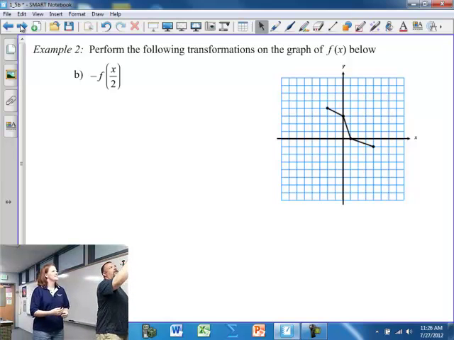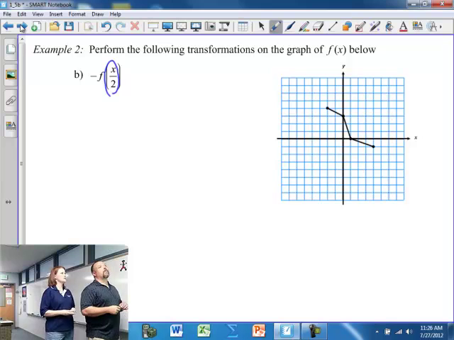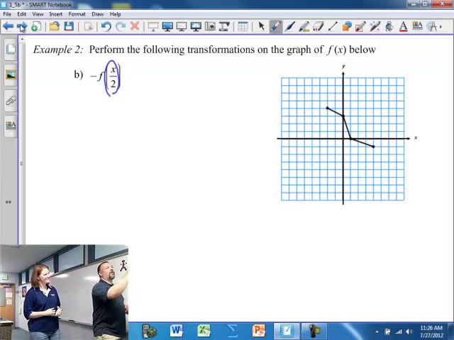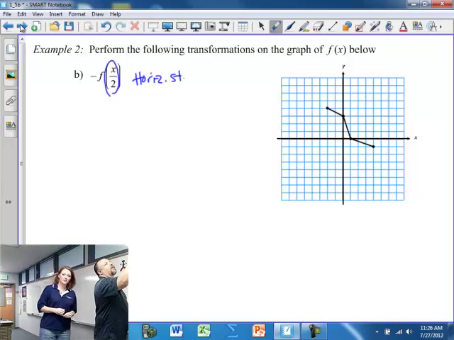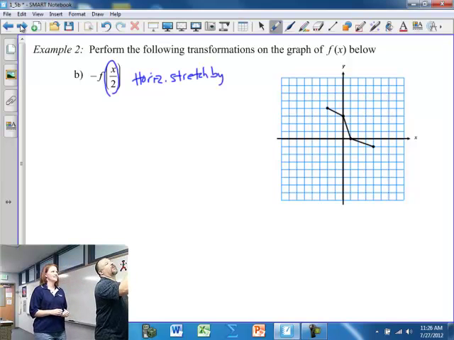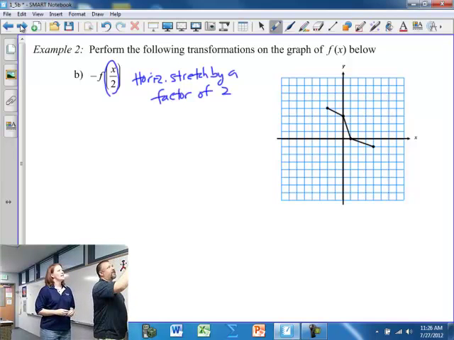Well, we have 2 things going on here. We have one going on inside. So if inside we're dividing by 2, what does that really mean I'm doing? That's really going to be a horizontal stretch of 2. So we're going to do a horizontal stretch by 2. And we can write that down. Horizontal stretch by a factor of 2. I like the word factor. It means multiplying things together. That's calculus stuff.